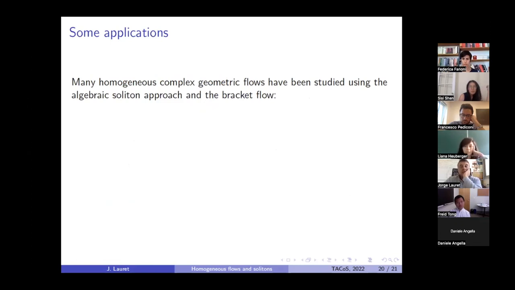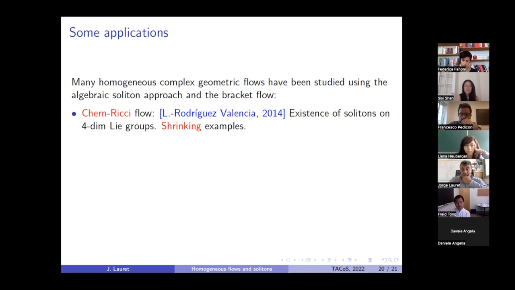Well, some applications. This perspective has been used a lot. Actually, this moving bracket approach was used in the 70s by Heinze and by Milnor, so it's not new. Maybe what is new is the use of GIT, which was started by Jens Heber, the use of GIT on the variety of Lie algebras to get geometric results. But let me give you some papers where the bracket flow, algebraic solitons, the moving bracket perspective has been used.